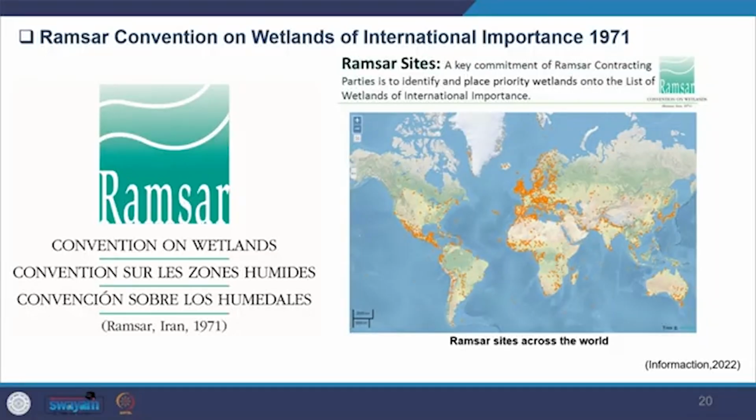And in India, this entered into force on 1st February 1982. India currently has 49 sites designated as wetlands of international importance. This keeps changing, so you have to be very careful about that. 2 new Ramsar sites have been added, one in Gujarat and another in Uttar Pradesh, which was recently announced on the World Wetland Day at Sultanpur National Park in Gurgaon in February 2022. So, in the image you can see all the Ramsar sites across the world as of date.